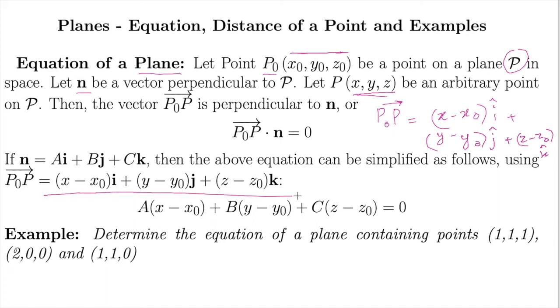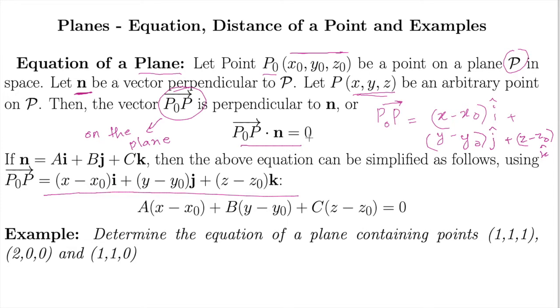Since this vector is on the plane, do you agree? Because P0 is on the plane and P is any arbitrary point on the plane, this vector is also on the plane, and this means that this vector and the vector perpendicular to the plane should be perpendicular to each other. When they are perpendicular, their dot product is equal to 0.